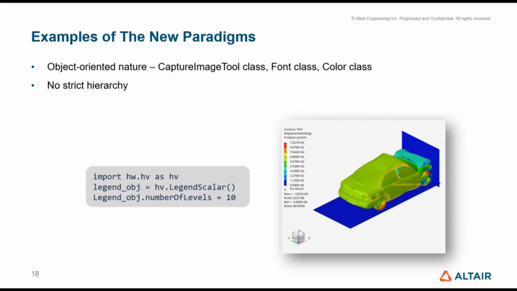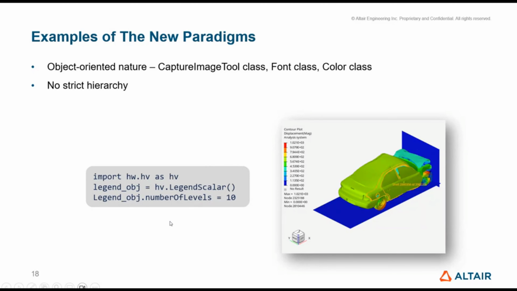I mentioned there is no strict hierarchy. As a quick example, if we want to adjust the levels of a legend, you don't have to go through the window and the model and let's say the contour control, right? I can simply step into the HV module. I can get my handle on the legend scaler, and I can straight away just adjust a number of levels, without any sort of burden of going through multiple levels of classes.